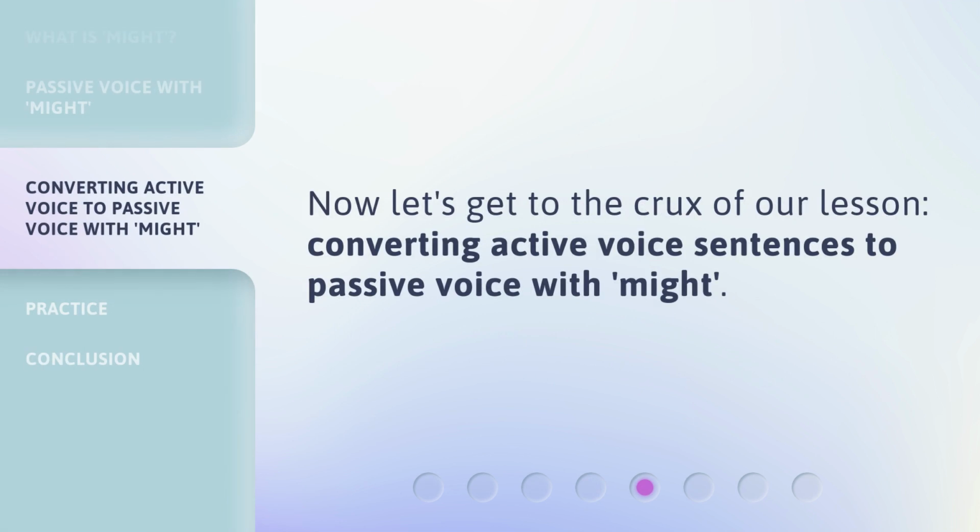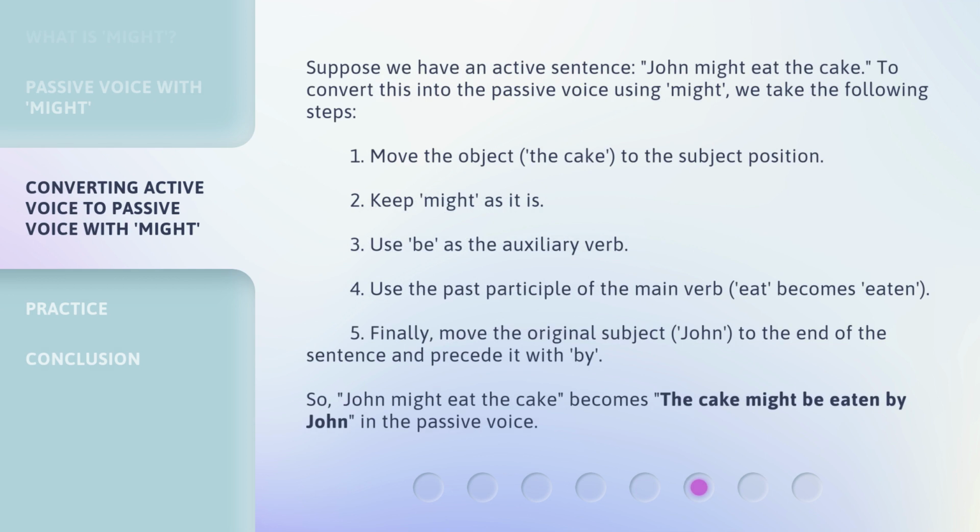Now let's get to the crux of our lesson: converting active voice sentences to passive voice with might. Suppose we have an active sentence: John might eat the cake. To convert this into the passive voice using might, we take the following steps.